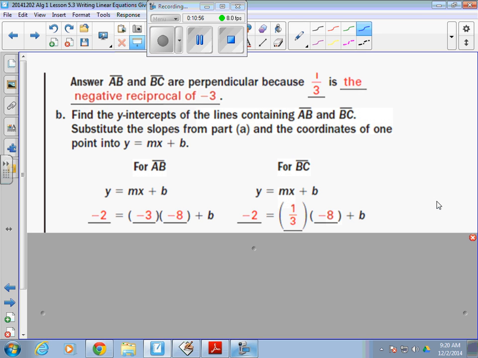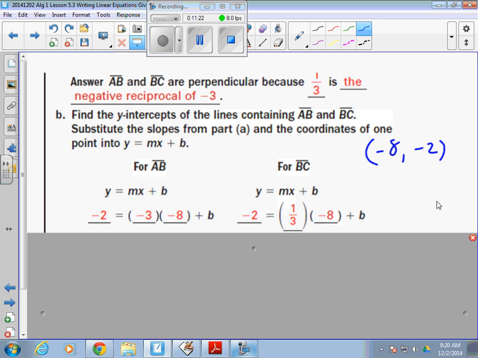So B says find the y-intercepts of lines containing line segment AB and line segment BC. Substitute the slopes from part A and the coordinates from one point. It uses the one point -8, -2. It uses that point, so it's the same point for both lines. Make it easy on yourself.